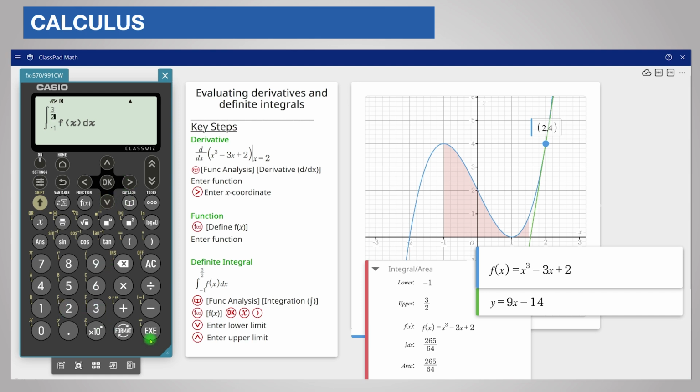Now press the Execute key to evaluate the integral, which is given as a fraction. You can convert it to a decimal with the Format key and choosing Decimal.